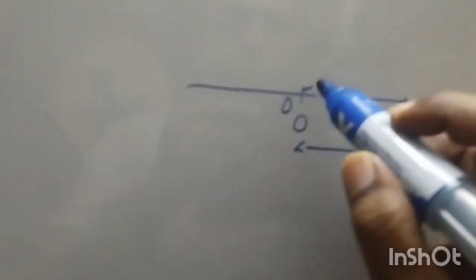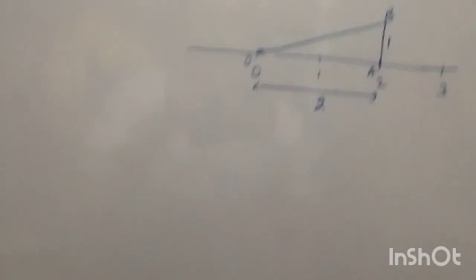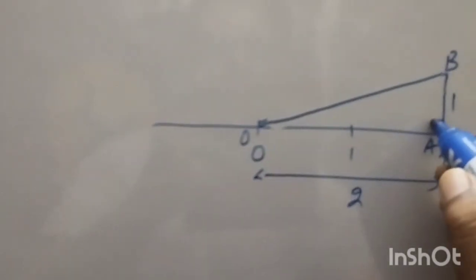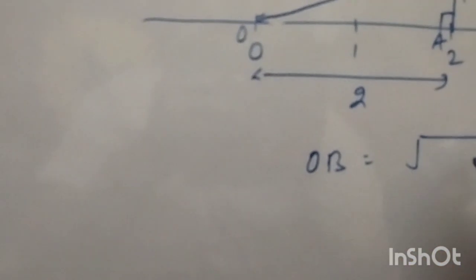So we know that the next step is joining O to B. So let's suppose it is 1 unit and we have joined OB. Now we have got a right angle triangle over here, and according to the Pythagoras theorem we know that OB will be equal to root of OA square plus AB square. So putting the value, we'll get root of 2 square plus 1 square. After resolving it, we'll come to know the value of OB, and it will be root of 5. So it will be root 5.